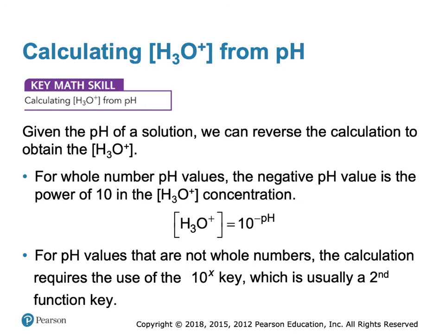Alright, now what we're going to do is we are going to use the pH to calculate the hydronium ion concentration. So if we are given a pH, we can reverse the concentration and do what is known as the anti-log. On your calculator, it will look like this, a 10 to the x key. So what you're going to do is make sure that you plug in that it's 10 to the negative pH.